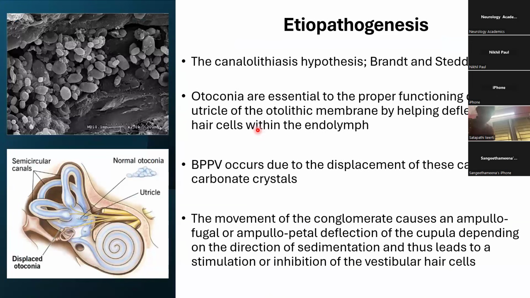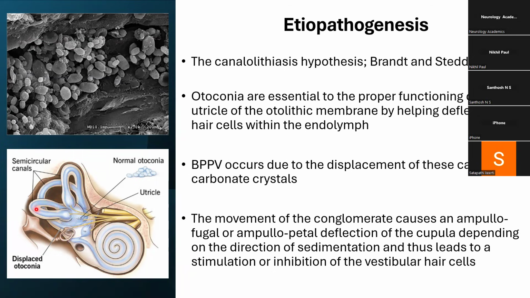So what is the etiopathogenesis? The current accepted theory is called canalolithiasis, and it was proposed back in 93. There are calcium carbonate crystals which are normally present in the utricle. As I said earlier, the movement of the hair cells is responsible for activation of the vestibular nerve. These crystals are normally there and have a function to activate the hair cells. In BPPV, what happens is that instead of staying there, they get trapped in one of these canals.